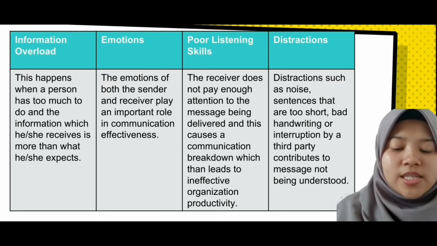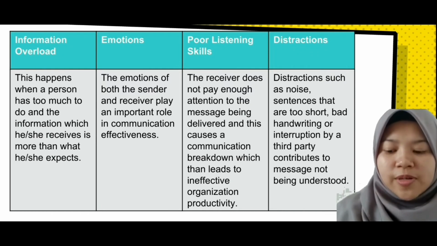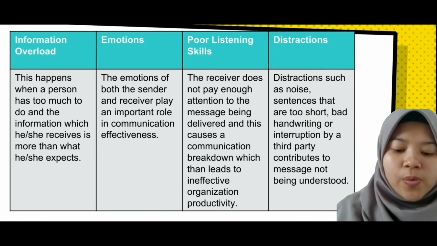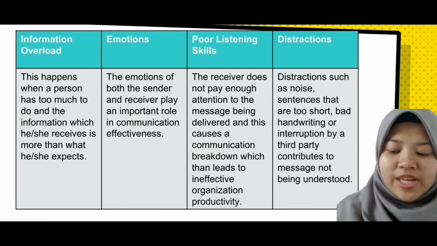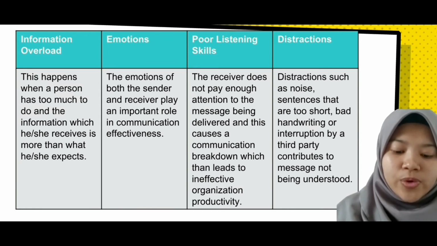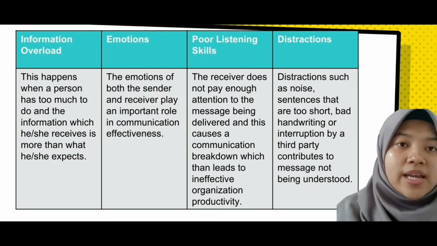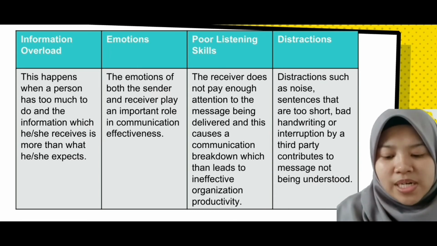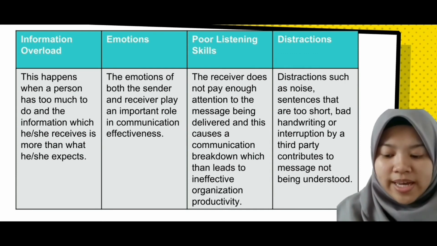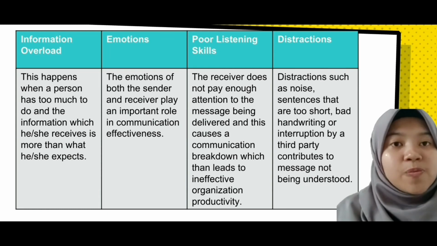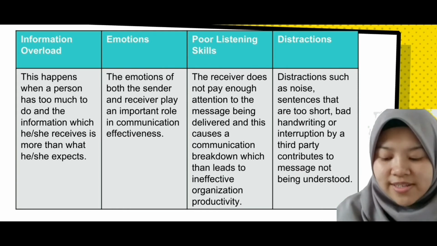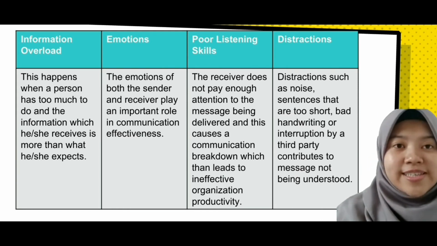The receiver does not pay enough attention to the message being delivered, and this causes communication breakdown, which then leads to ineffective organization productivity. Listening is the ability to receive and interpret messages accurately in the communication process. Without the ability to listen effectively, misunderstanding of the message will occur. As a result, communication breaks down and the message sender can easily become frustrated or irritated.